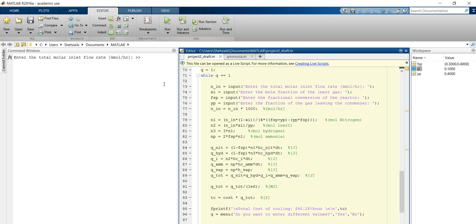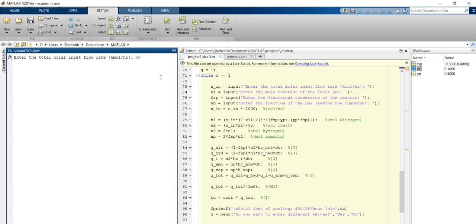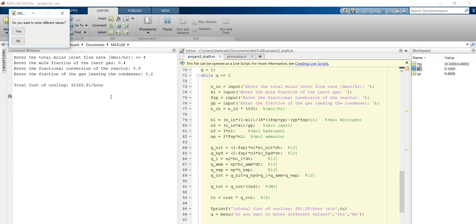Let's say we run this code. We pick a rate of 4 kilomoles per hour. Enter the mole fraction of the inert gas, 0.4. Fractional conversion, let's go with 0.9. And the fraction of the gas leaving the condenser, let's go with 0.2. So at the end of this, we get the total cost of cooling at that rate is $2,326.81 per hour. That is the cost to condense that many moles of ammonia.